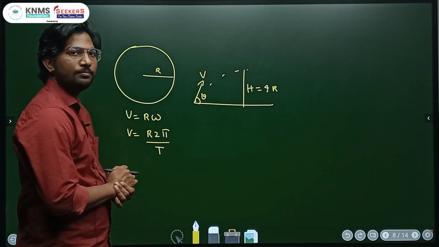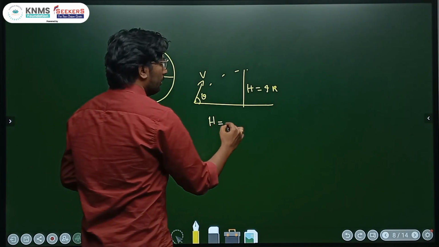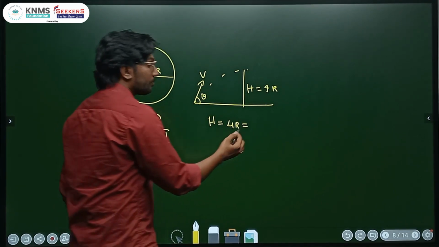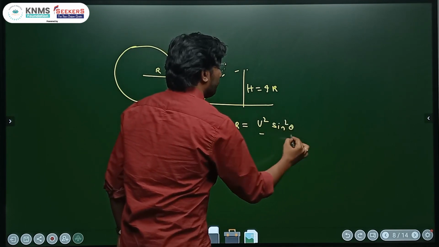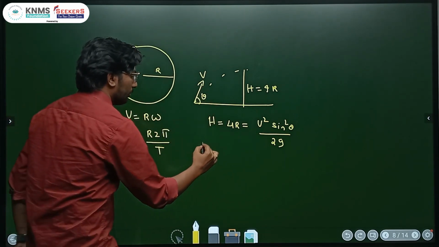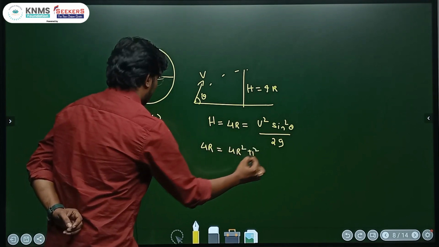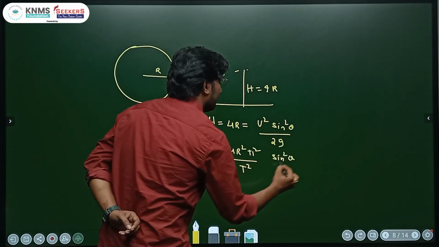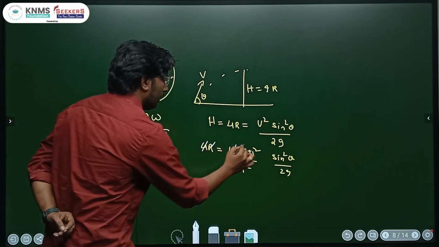So how will we get this equation? We just need to substitute in the maximum height. I just told you the maximum height value, and they gave it as 4r. That means 4r shall be equal to the maximum height equation, v squared sin squared theta by 2g. Now v value is this much, so just substitute over here: 4r equals 4r squared pi squared by t squared multiplied by sin squared theta by 2g. Cancel all the relevant terms, 4 and 4, r and r for once.